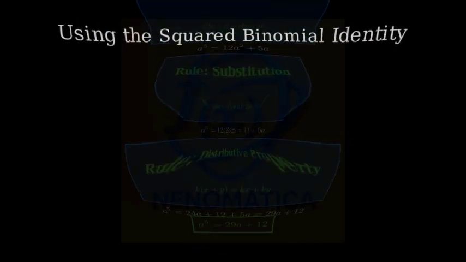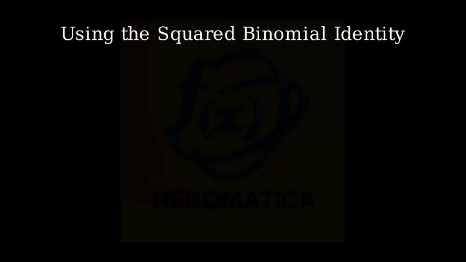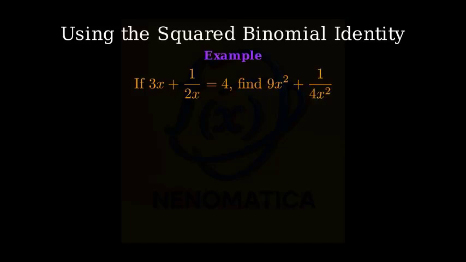Today, we'll be solving an algebra problem that uses the squared binomial identity. Let's start by examining our given equation. We have 3x plus 1 over 2x equals 4, and we need to find 9x squared plus 1 over 4x squared. At first glance, there doesn't seem to be a direct connection between these expressions.